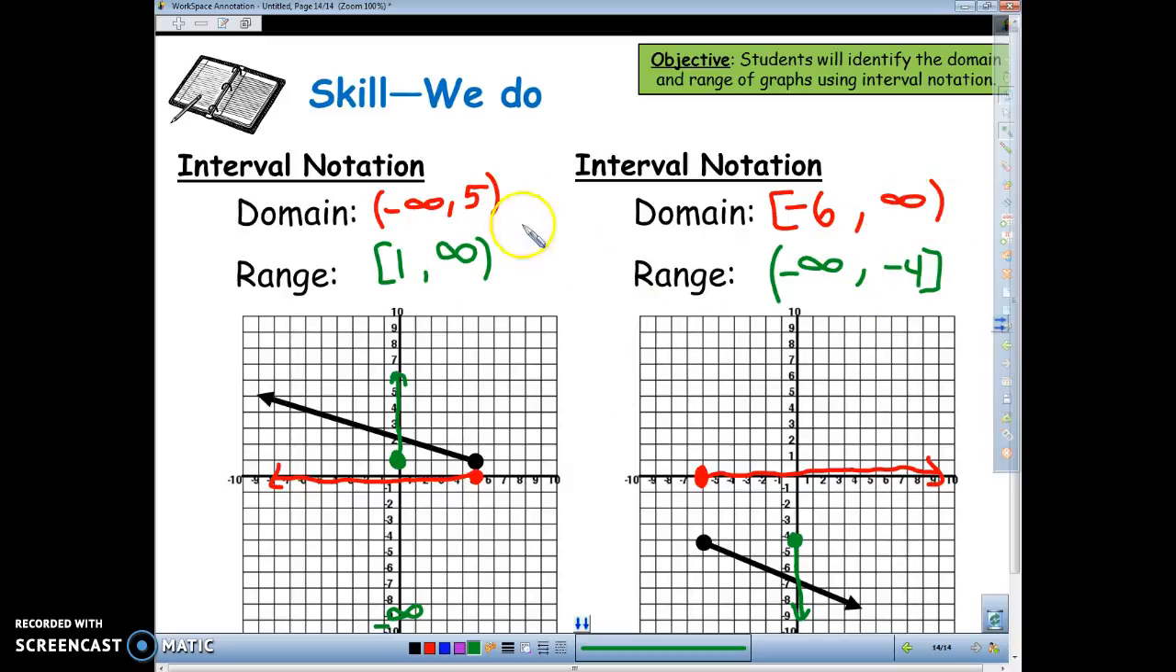What we have just done in these two problems is accomplish our objective. We have identified the domain and the range of graphs using interval notation. And the brackets and the parentheses, this is interval notation.